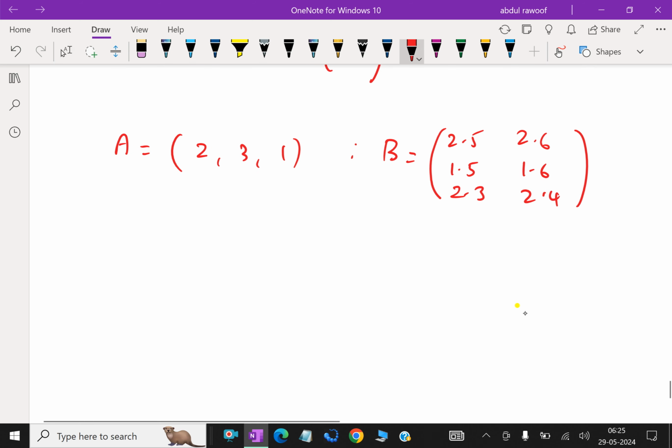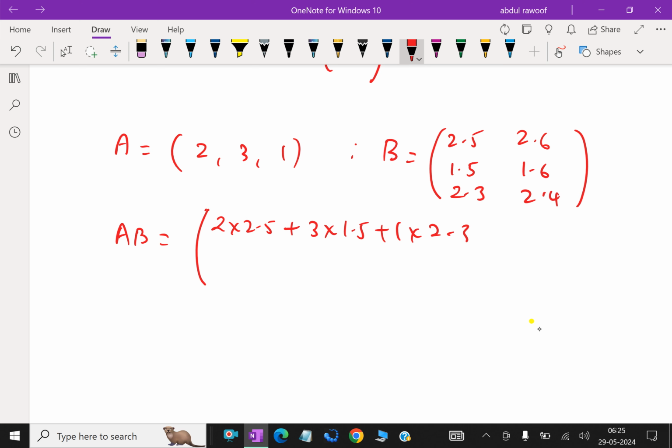Therefore, how to multiply this? AB is, look here, the first row with the first column multiplied: 2 into 2.5 plus 3 into 1.5 plus 1 into 2.3. Then the same first row with the second column: 2 into 2.6, 3 into 1.6 plus 1 into 2.4.